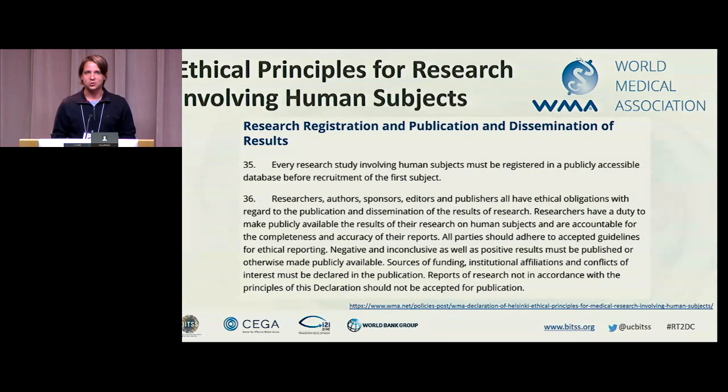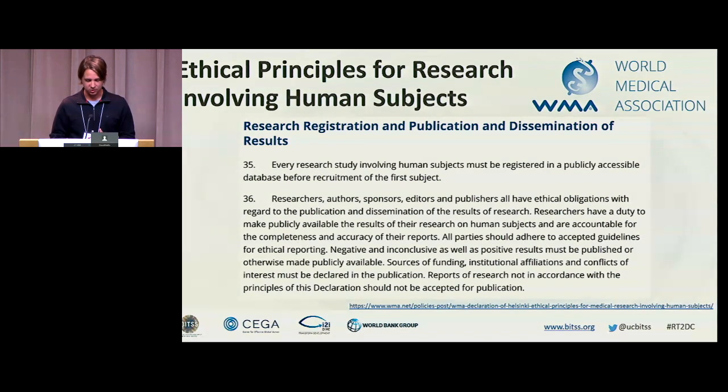And then as we move on to sharing the products and findings of our research, they say researchers, authors, sponsors, which typically means funders in this context, or institutions, either or, editors and publishers, so they've got a whole list of stakeholders there beyond just the researcher, all have ethical obligations with regard to the publication and dissemination of the results of research. Researchers have a duty to make publicly available the results of their research on human subjects and are accountable for the completeness and accuracy of their reports. So that speaks to reporting guidelines for your research, things like CONSORT and PRISMA.